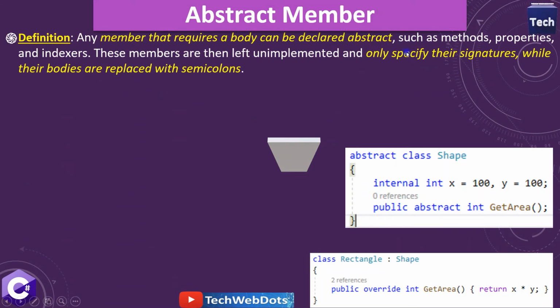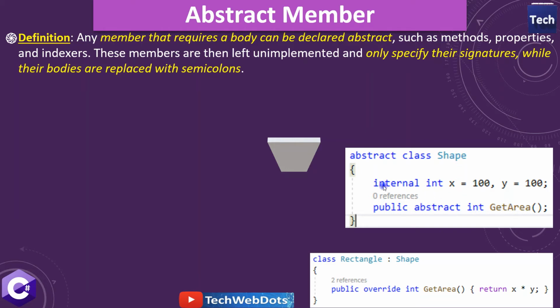A member that requires a body can be declared abstract. It means we are not giving the body, we are just declaring it, such as methods, properties and indexers that we have just seen. These members are left unimplemented and only specify their signature, while their bodies are replaced with a semicolon.